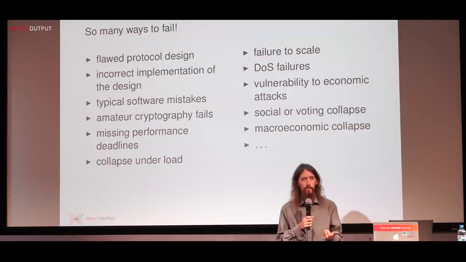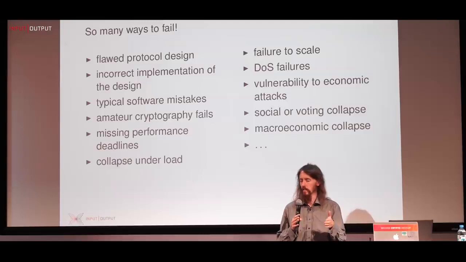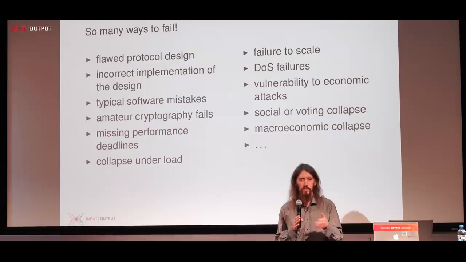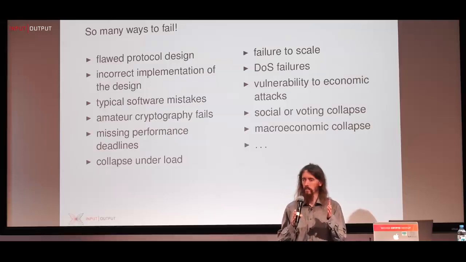You can fail by missing performance deadlines. Cryptocurrencies involve things happening on a schedule. In Bitcoin, the schedule is every 10 minutes, so maybe that's easy. But in other systems, Ethereum, Cardano, there are tight deadlines. Things have to happen within 10 seconds or 20 seconds, and if they don't, things start to go wrong. Systems can collapse under load.